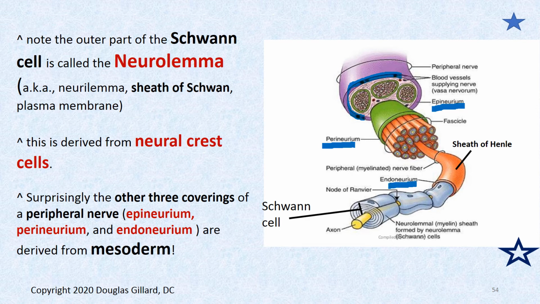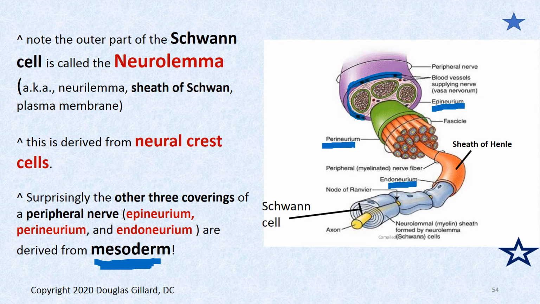So all of these tissues were derived from mesoderm, not neural crest cells. So the only thing that's derived from neural crest cells, you have to unravel. You have to take the skin off the actual axon and look at the skin. Yeah, it's okay to call this whole thing an axon, I think. The axon is actually the shaft in the middle. These are the coverings of the axon.